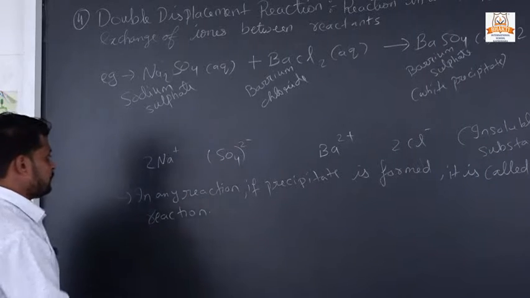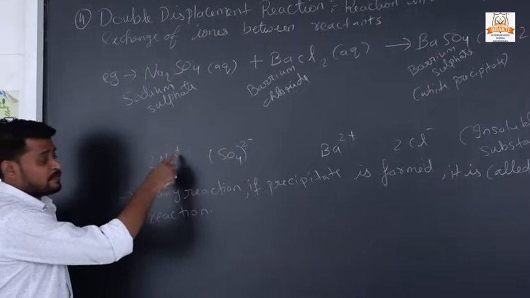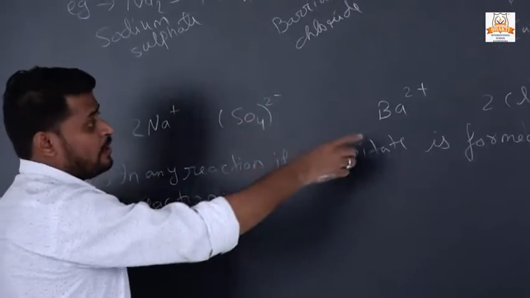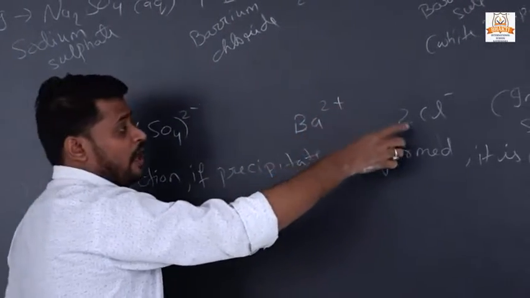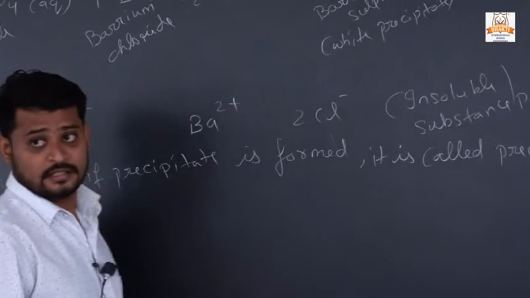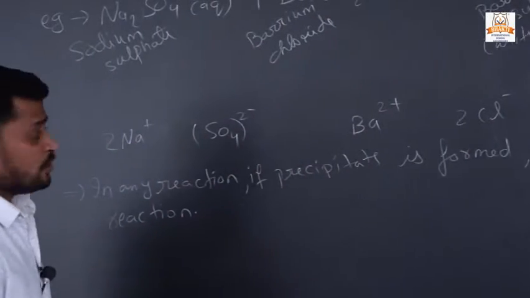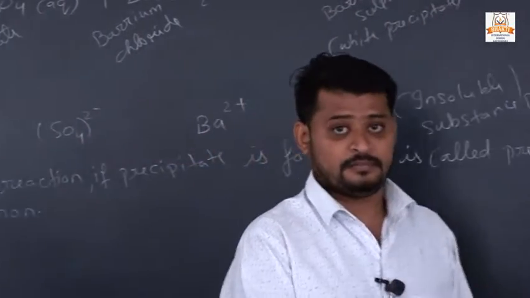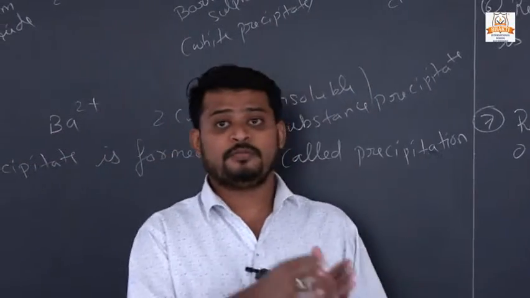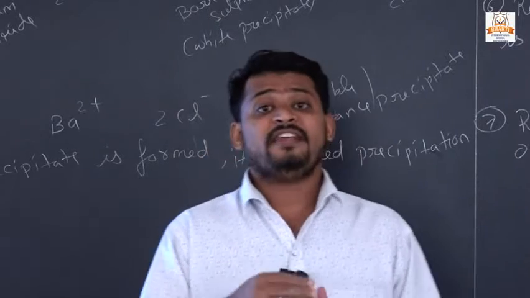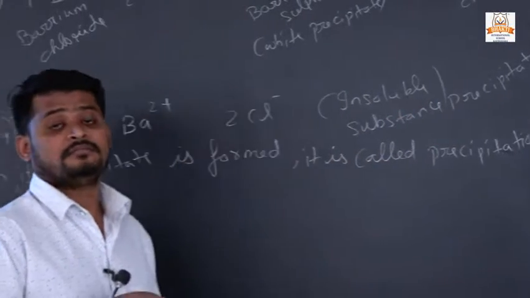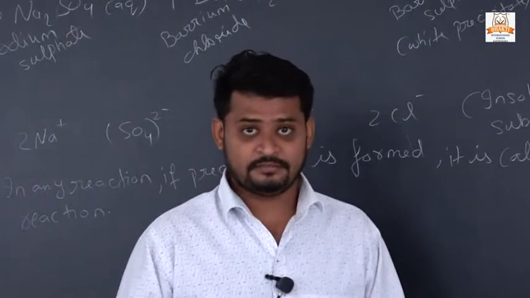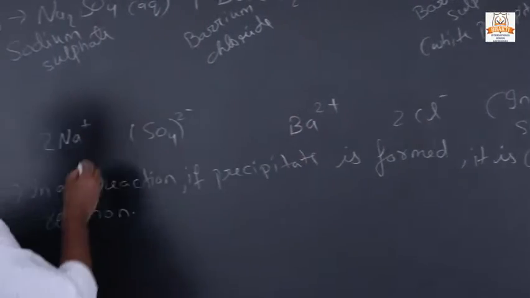What happened here? See, the charge of sodium is +1 and SO4 is 2 minus. Here barium is 2 plus and chlorine is 1 minus. It means they were ions. We know that all elements want to be stable, so they will exchange their atoms to form stability.